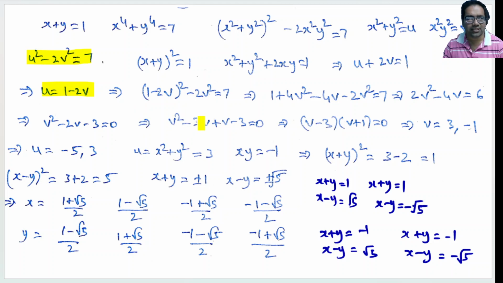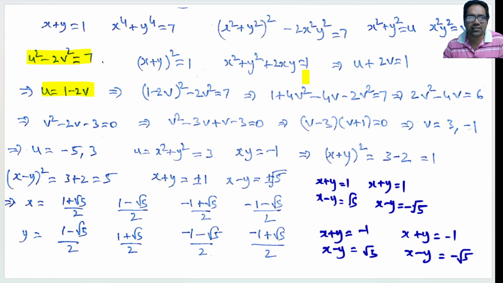Minus 2v we can write as minus 3v plus v. So v square minus 3v plus v minus 3 equals 0. This means (v minus 3) times (v plus 1) equals 0. We are just factorizing this. So v is either 3 or minus 1.